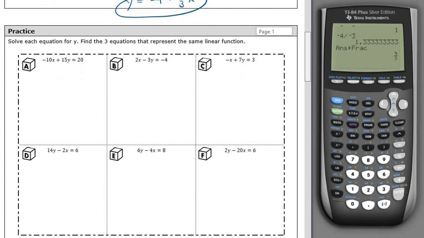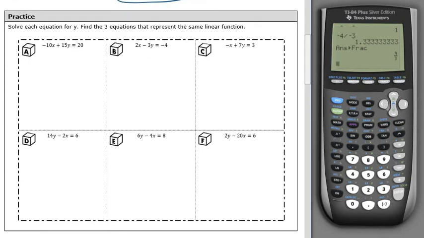Alright, down below there's a bunch of practice problems, and your goal is to solve each for y and then to find the 3 equations that represent the same linear function. That is, just like the last problem, 3 of these are equivalent, and you have to figure out which 3 it is.